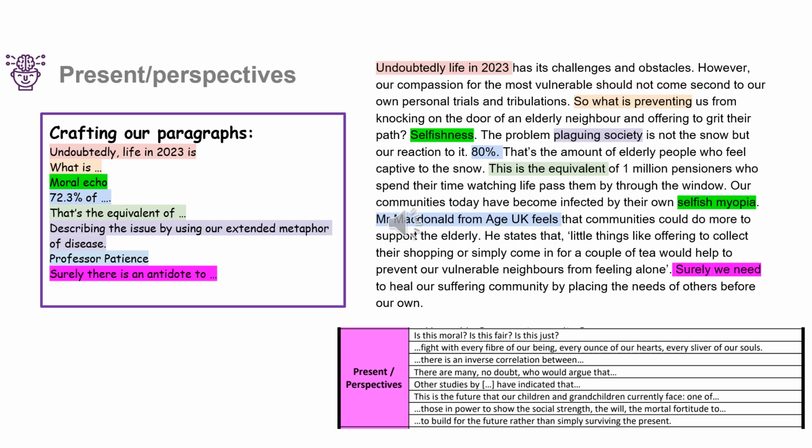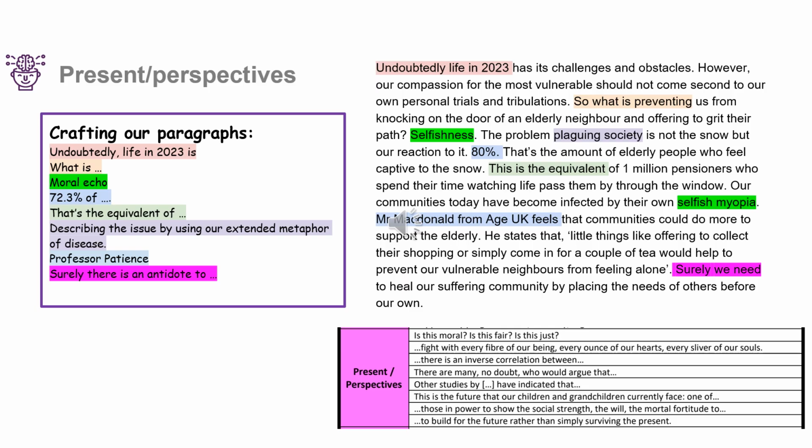And then further down the paragraph, it states, our community today have become infected. So again, that extended metaphor of disease, by their own selfish myopia. So you can see how that moral echo and the extension of the echo to include that extended metaphor of disease really helps support the students in linking to their viewpoint. So that viewpoint that they initiate at the very beginning of their response is just constantly referred back to, again developing that line of argument all the way through.